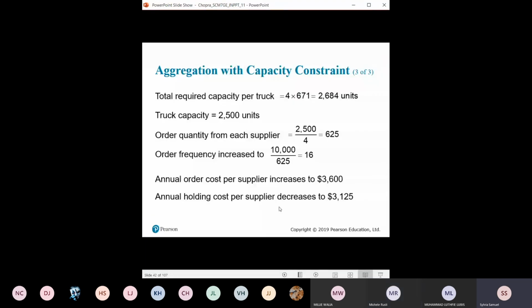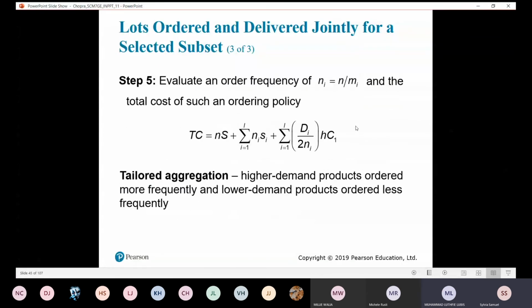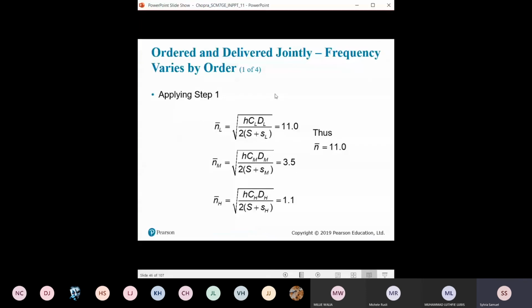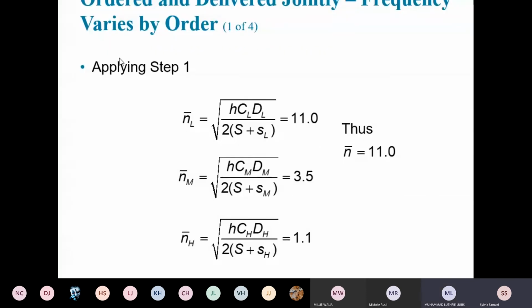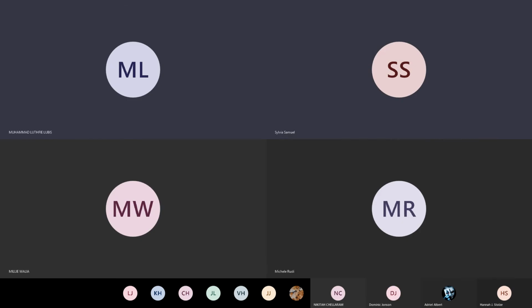Yes, PowerPoint, okay. What happened with this one? Okay, so the formula, done. Okay, order quantity jointly again. Sorry, what happened with my computer? Any problems there? Yes, just wait. Problems with my computer, wait. Okay.